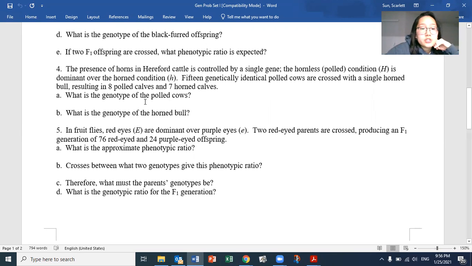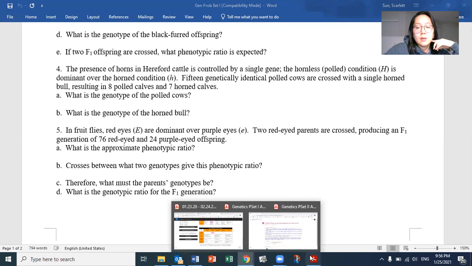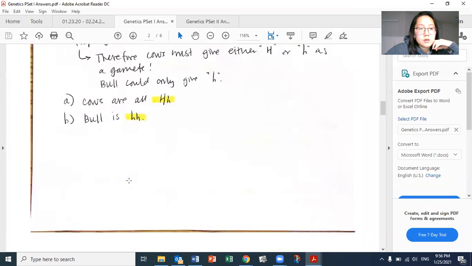B is asking, what is the genotype of the horned bull? Well, that one's easy. We know that it has horns, so therefore it has to be lowercase h, lowercase h, because if they had a single capital H, then it would automatically be polled or non-horned. So that would be your answer to part B of number 4.